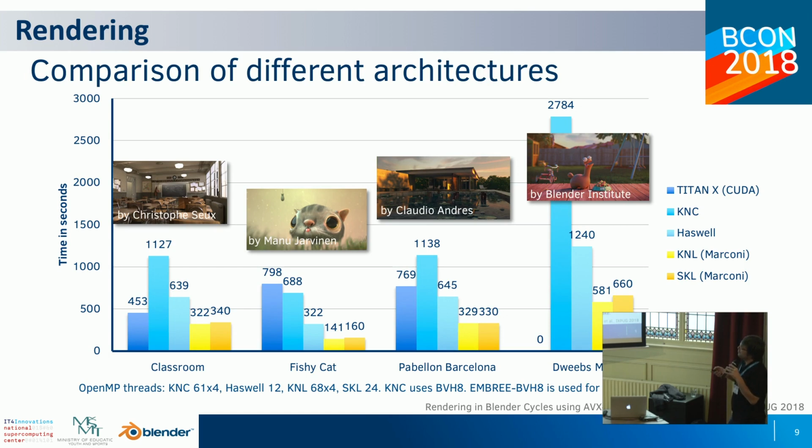Just to give you the idea of the performance of these different architectures, these are the scenes, and this is the time in seconds that it takes to render exactly the same scene with exactly the same resolution, number of samples and settings. This gives you the idea of how fast each architecture is. The latest ones, the Skylake and the KNL, give us the best performance. Of course, it's the latest architecture.